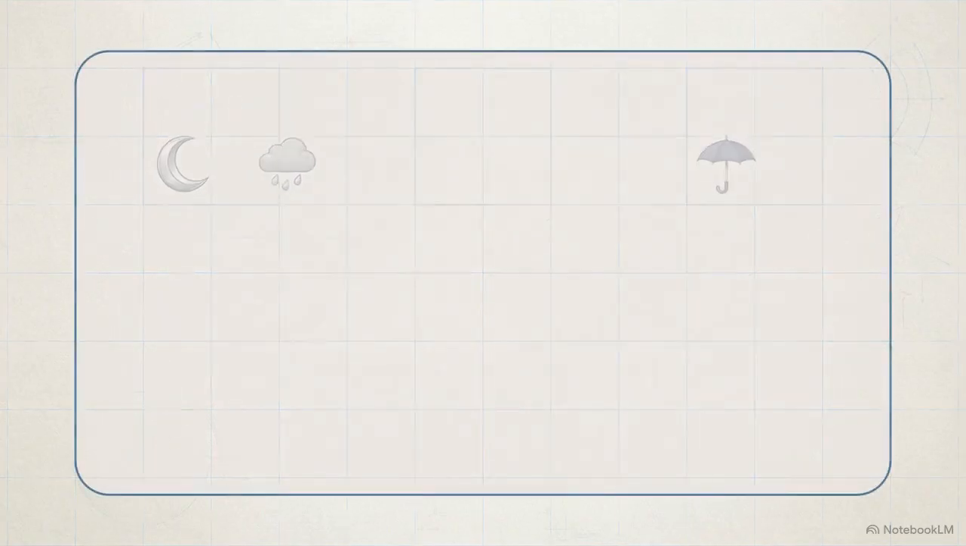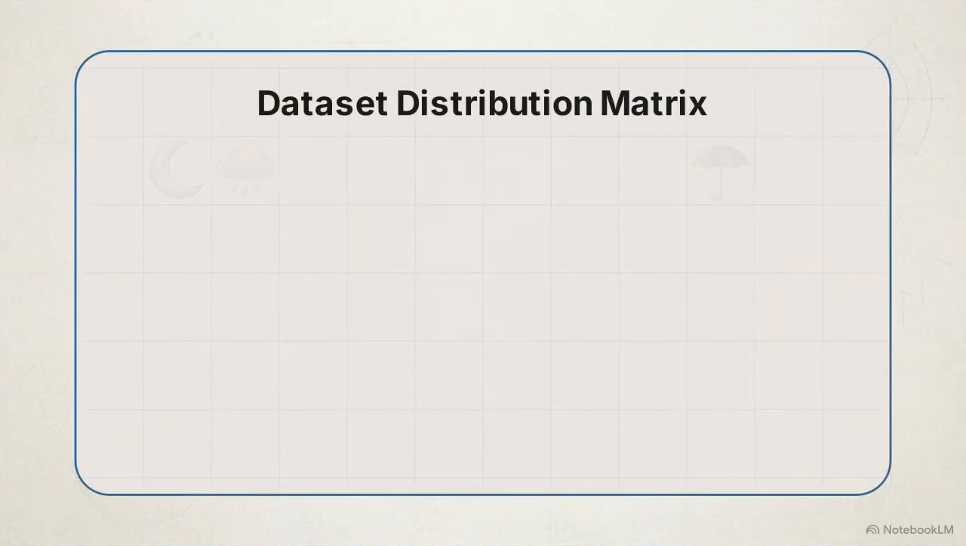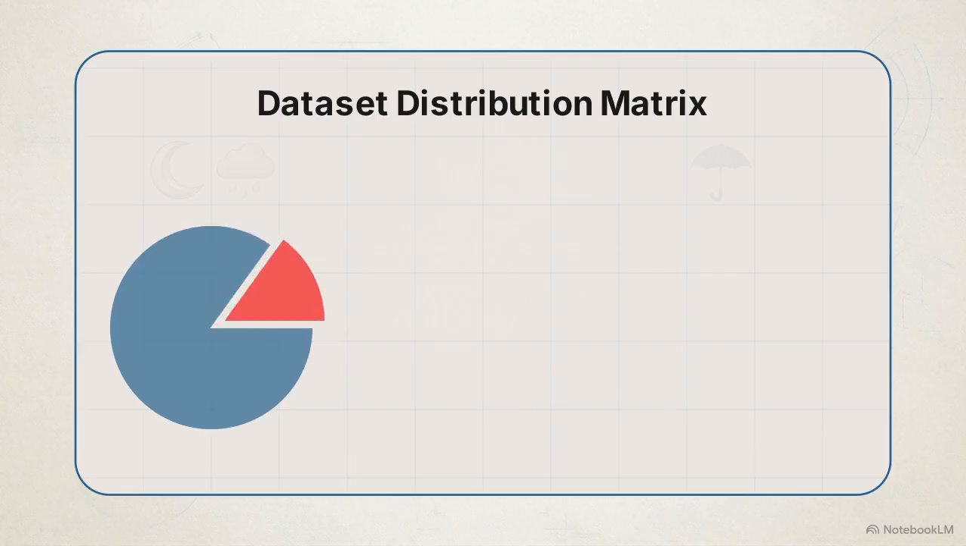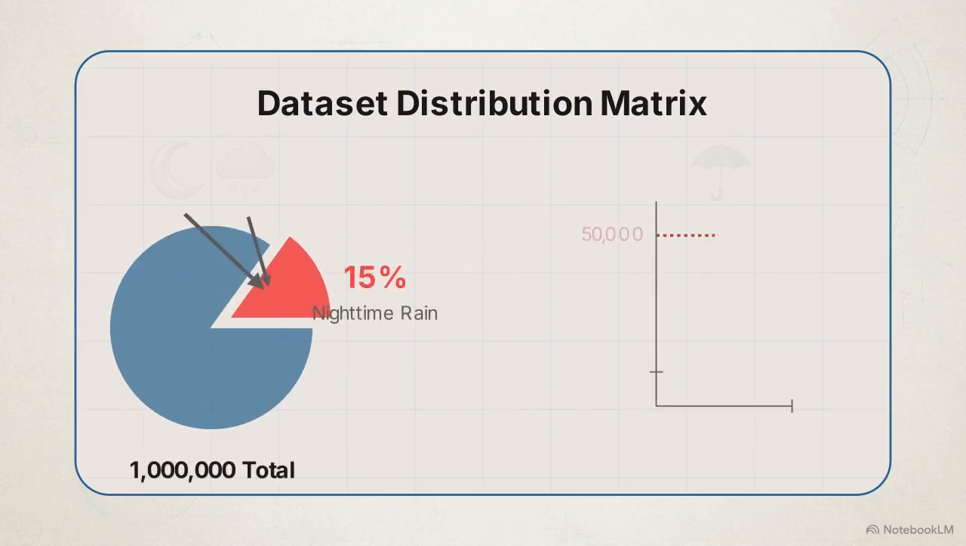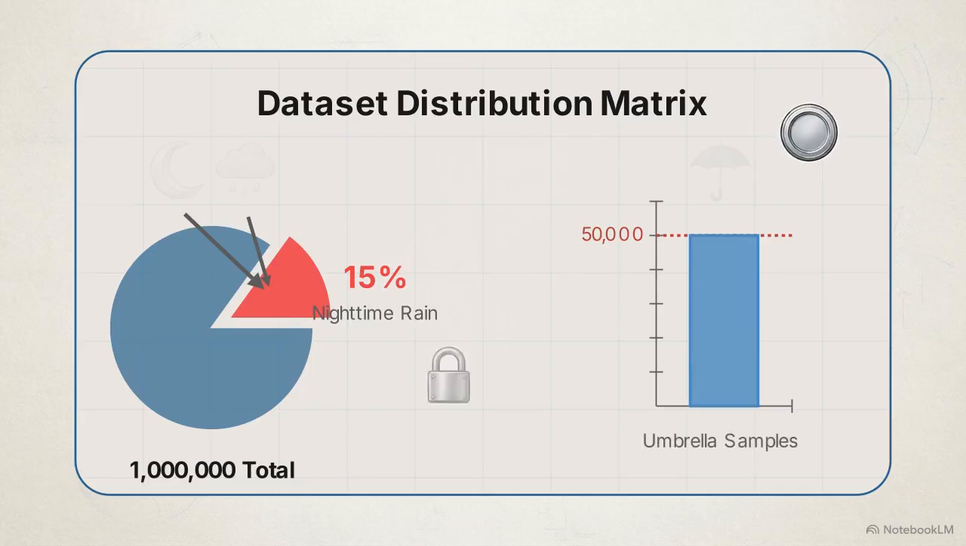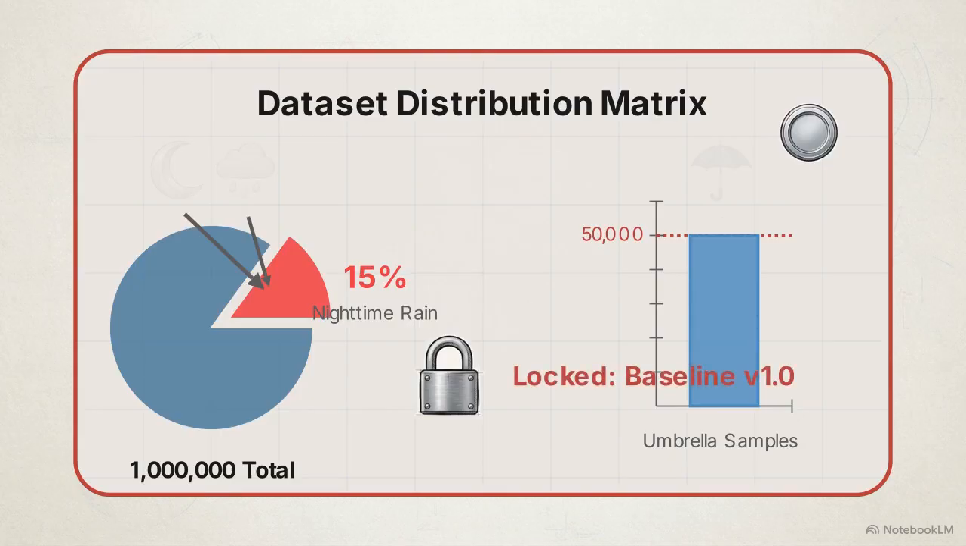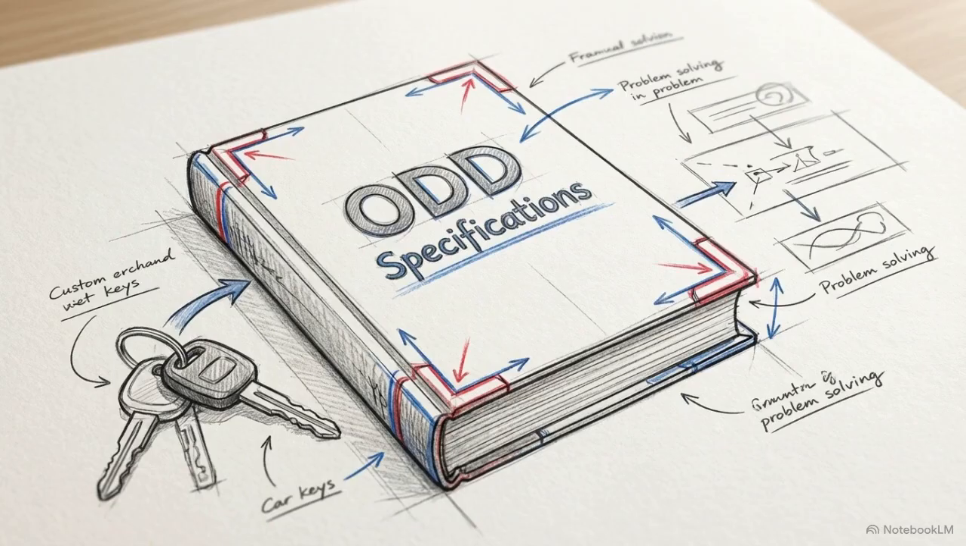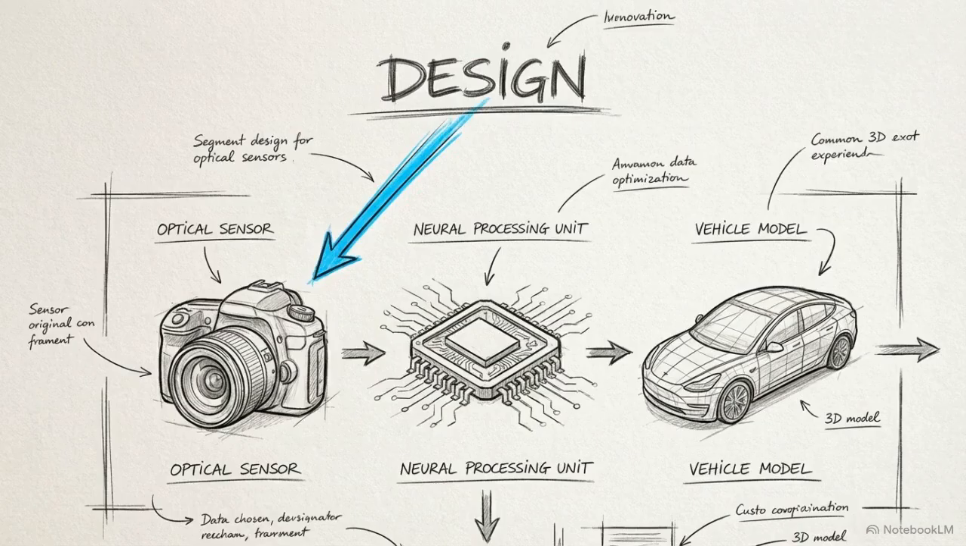To satisfy the safety goal, the distribution matrix must meet specific metrics. 15% of the million-image dataset must be nighttime rain scenarios, with 50,000 umbrella samples. Simultaneously, logical requirements enforce versioning and access controls, preventing unauthorized data modification. These requirements ensure the dataset mathematically covers the target operational design domain on paper before a physical sensor is ever activated. At Step 3, Design, engineers establish the strategy to acquire that 15% distribution target.